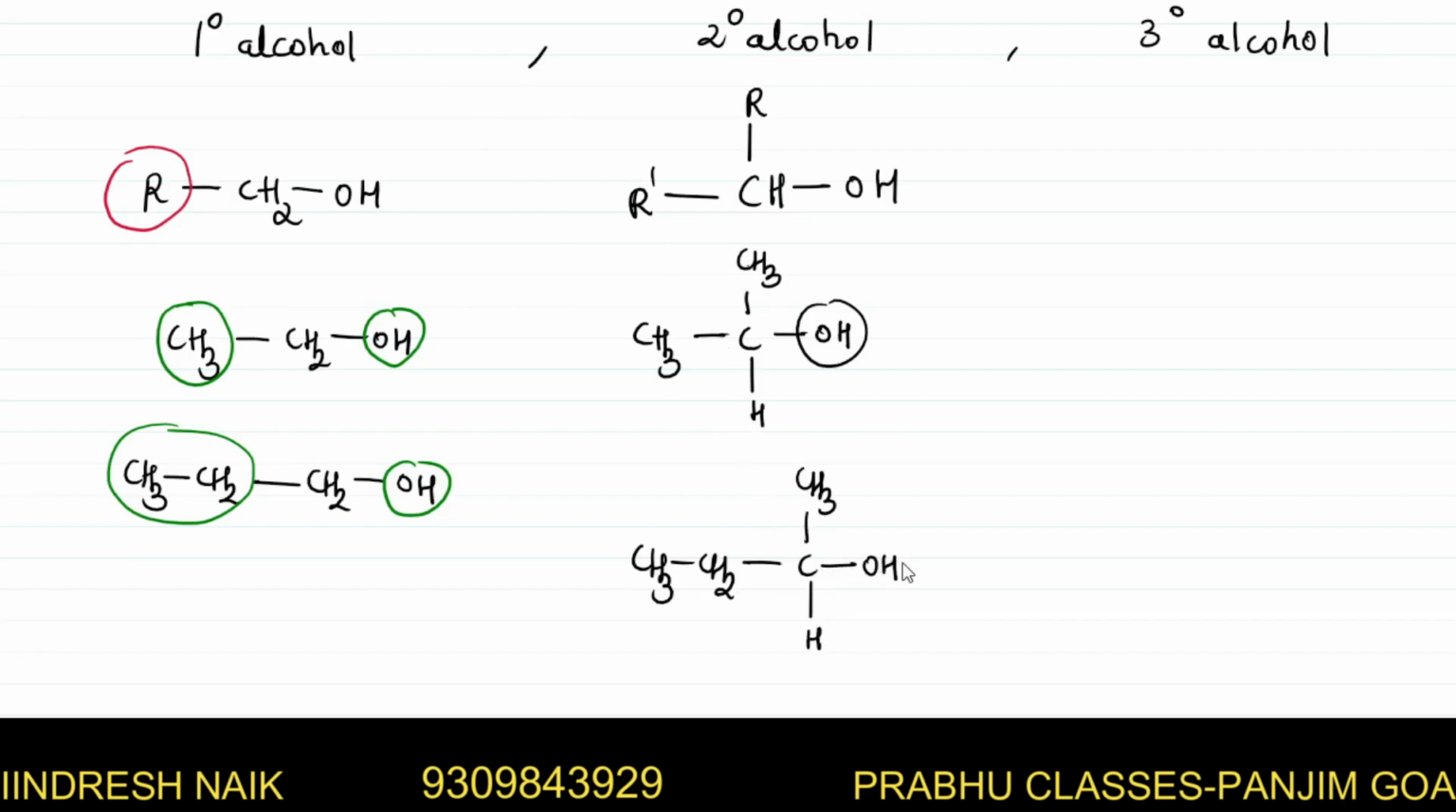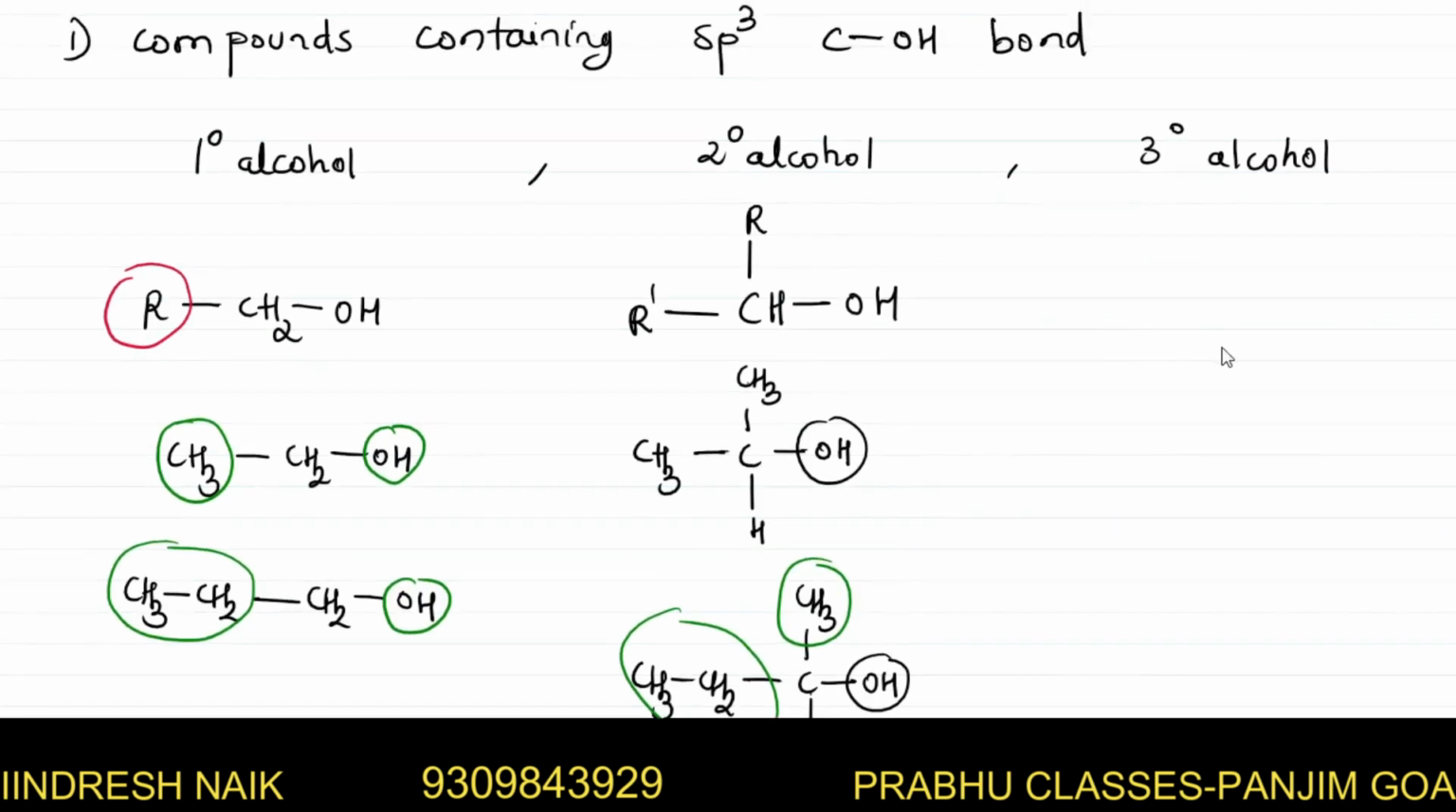Means OH is connected over here, and this is connected to this carbon. It is further connected to just two carbons. Direct connection. Over here, what is my R? This is my R, and this is another R. This is what the secondary alcohol is.